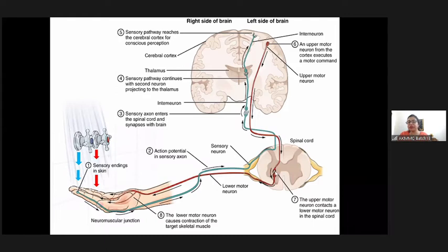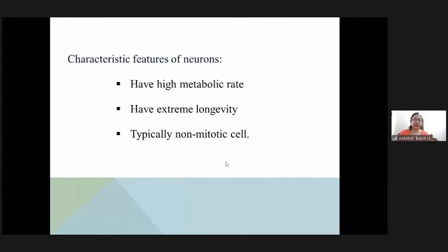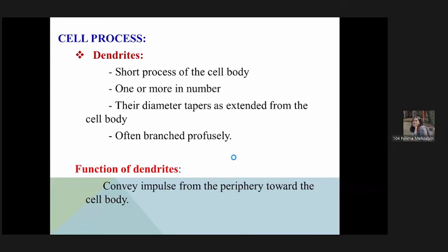Anterior horn, what type of neuron will we find here? Sensory or motor? Motor neuron. And these neurons are multipolar neurons. Anterior horn cell neurons are multipolar neurons. Okay, ma'am. Thank you so much, ma'am.